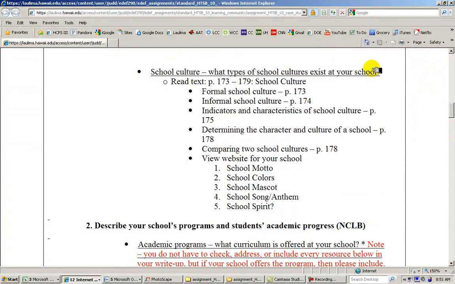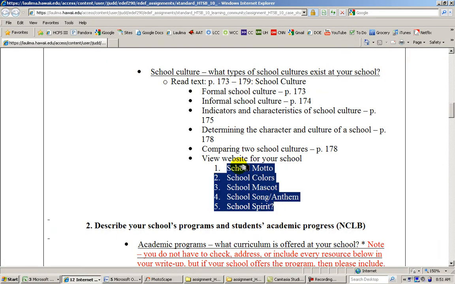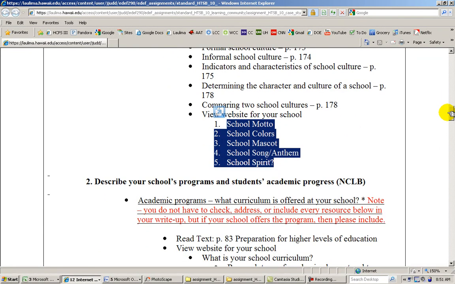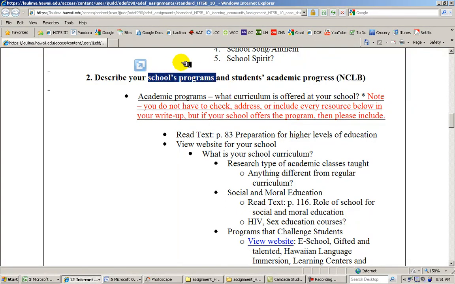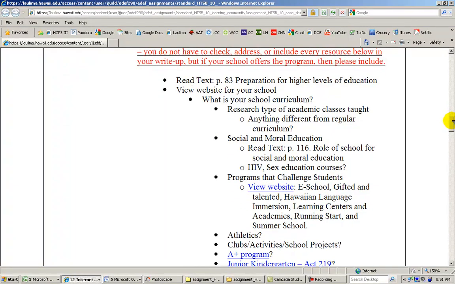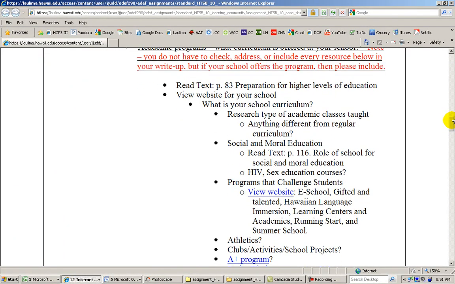You should also examine what type of school cultures exist at your school. For example, whether you have a formal school culture, informal school culture. You should be looking at the school motto, school colors, mascot, because all of those are indications of what beliefs are found at your school. Once you do that, you should describe how your school is doing in terms of its academic progress of No Child Left Behind, and also some of the school's programs that is found at your school, because that's also an indication of how your learning community functions. There's, again, a lot of resources, but you don't have to cover every one.